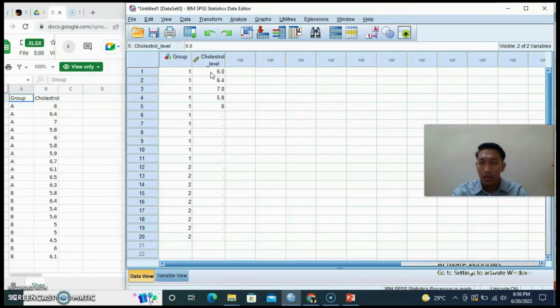5.8, 6, 5.8, 5.9, 6.7, 6.1, 6.5, 6.3, 5.8, 6.4, 5.4, 5.6, 5.5, 4, 4.5, 6, 6.1.